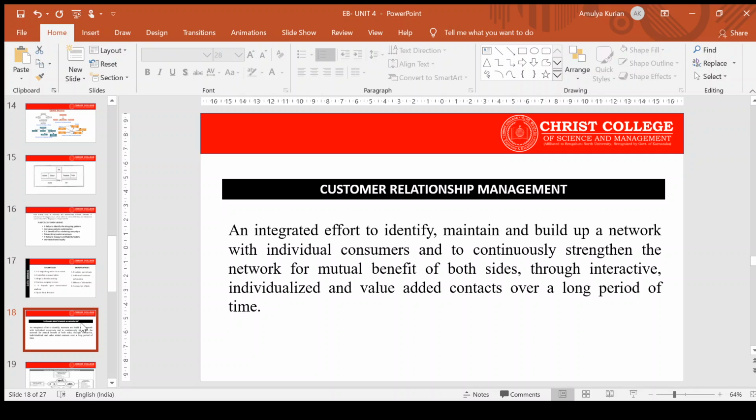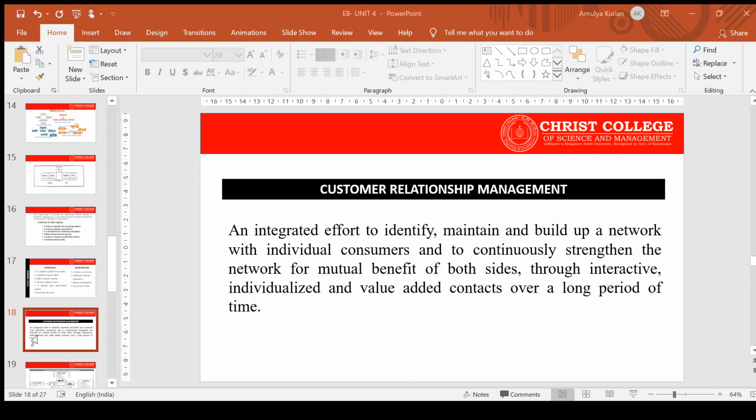Now, coming to the next one, what is customer relationship management? It is to identify, maintain, and build up a network with individual consumers, and to continuously strengthen the network for the mutual benefit of both sides through interactive, individualized, and value added contacts over a long period of time. So, customer relationship is an ongoing process. It is not limited to a time period. It must continue. It is vast and significant.